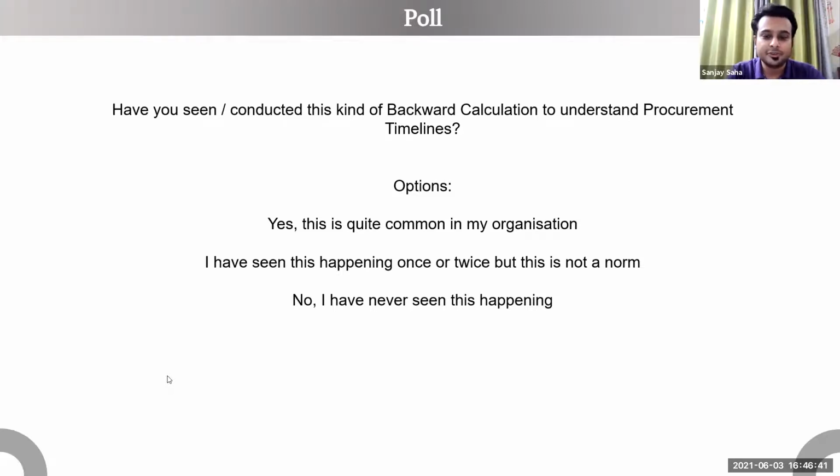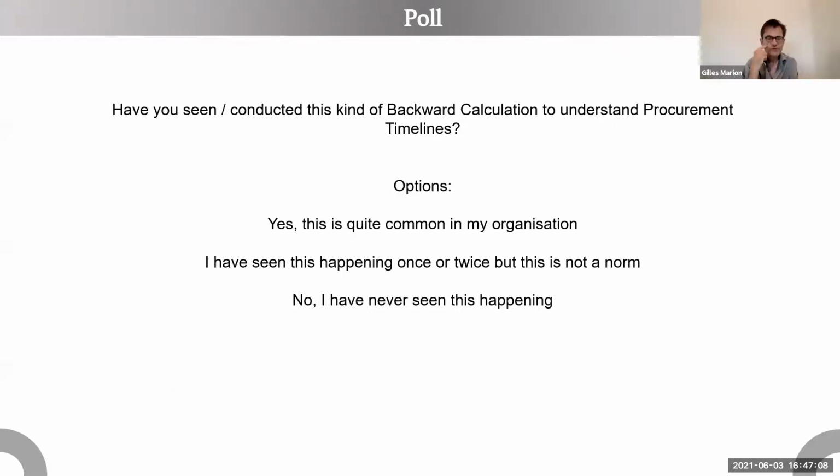So if you see the results of the poll, most people say they have not seen this happening in their organizations. There are only 2 people who have seen this and say it's quite common in their organization, but the majority say it's not really a norm and it doesn't happen. And I will show you more about this backward calculation in the next slides as well.